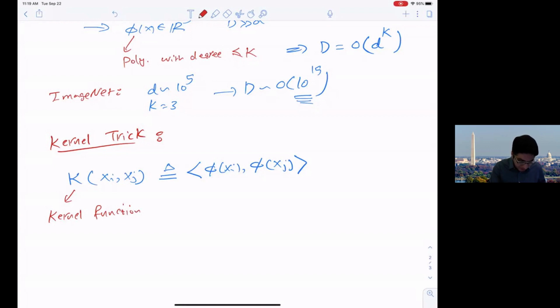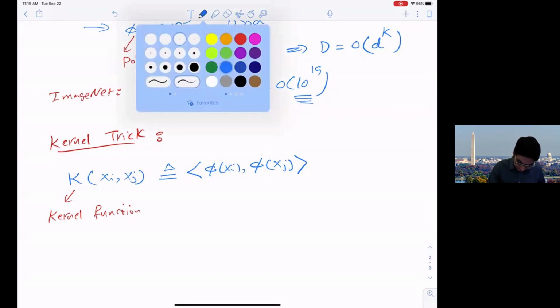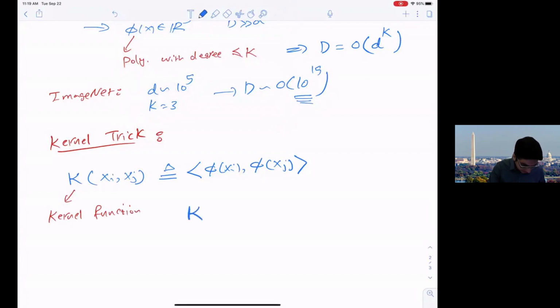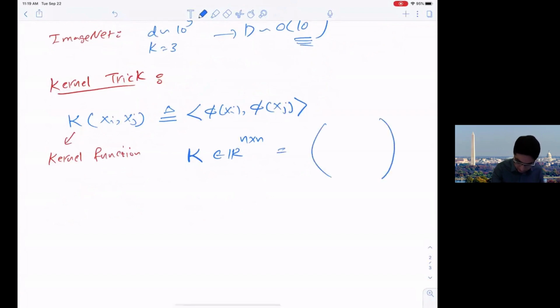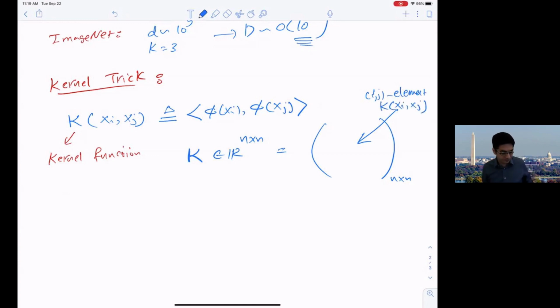And I can also define, similarly, a kernel matrix with a bold K. This is a kernel matrix. It is n by n. If I look at the kernel similarity of all pairs of my training samples, I have n training samples, so it's going to be an n by n matrix, and the ij-th element of this is nothing but the kernel value between xi and xj. So this is a kernel matrix, and this is the kernel function that we have here.